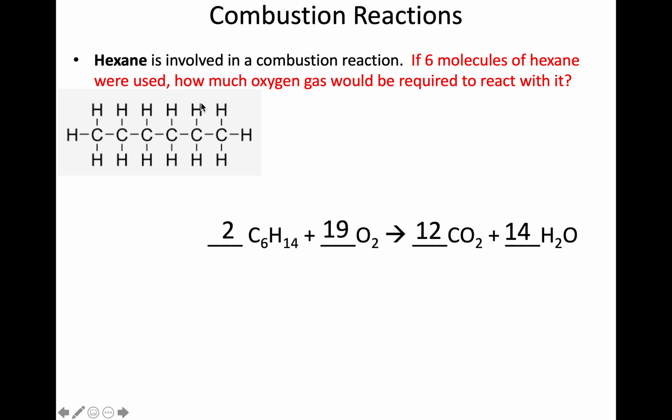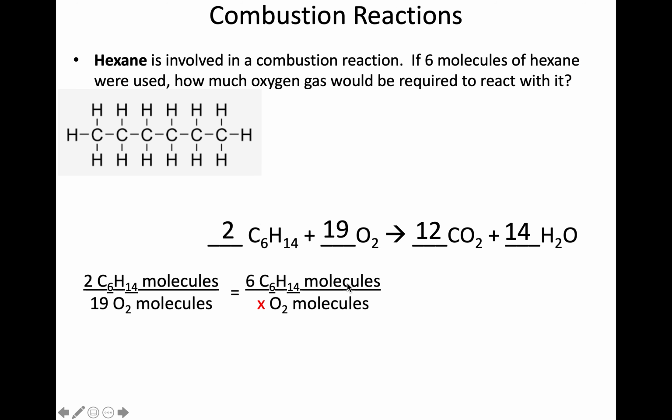If 6 molecules of hexane were used, how much oxygen would you need? Well, the formula tells me 2 molecules react with 19. So we can set it up as a simple proportion. 2 molecules of hexane react with 19 of oxygen. So therefore, if I have 6, how much oxygen would I need? Cross multiply and divide tells me the number of oxygen molecules. I'm using the coefficients to set that up as a proportion.